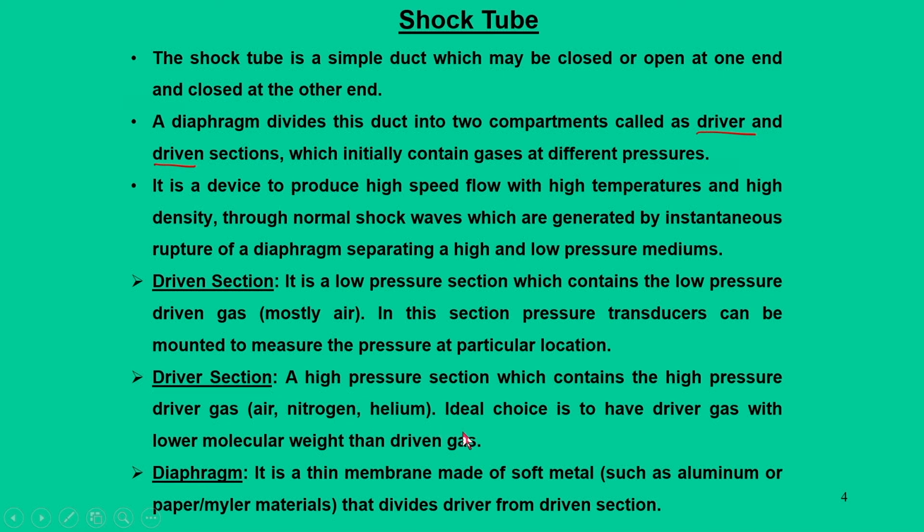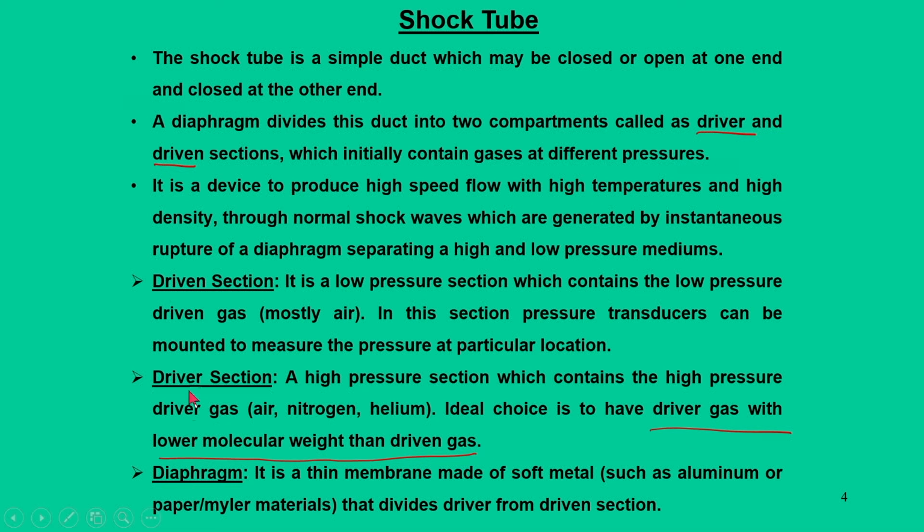Now, the driver section is the high pressure side, and the driver gas could be air, nitrogen, helium or any other choice, but the ideal choice is a driver gas with a lower molecular weight than the driven gas. This is because, if the driver gas has lower molecular weight than the driven gas, we can prove in the theory that it will give a higher shock Mach number. Higher shock Mach number means higher momentum to the flow.